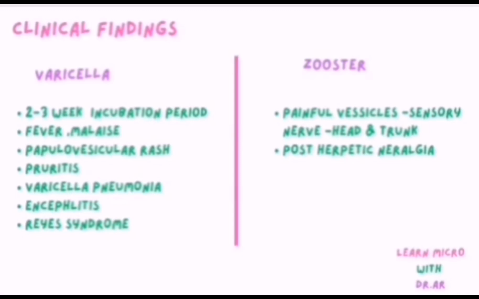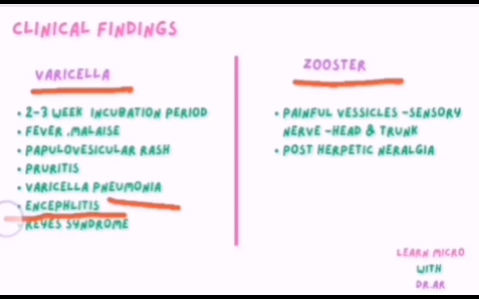If you talk about the clinical findings, we have varicella and the zoster, the chickenpox and the shingles. The varicella has an incubation period of 2 to 3 weeks, and the person will have fever and malaise. Malaise is just like muscle ache or general body ache, and the person will have a papulovesicular rash. He will have pruritus, a reddish appearance on the skin. The person may have pneumonia after inhalation, and encephalitis. The brain gets affected, and also Reye syndrome.